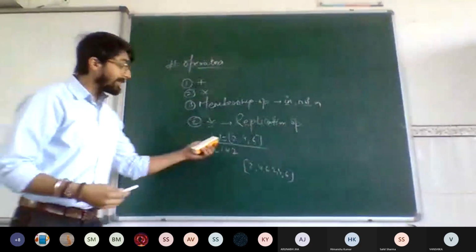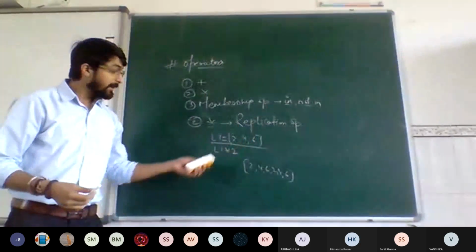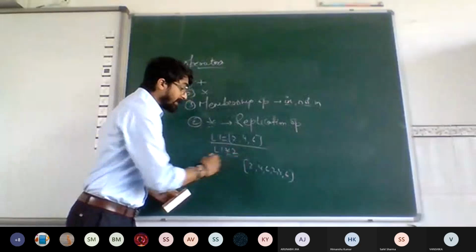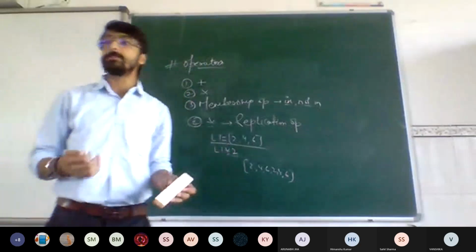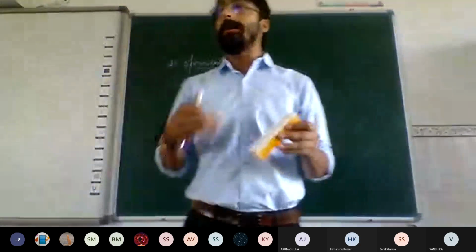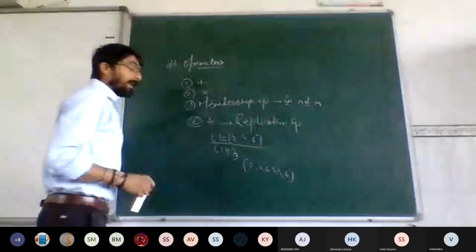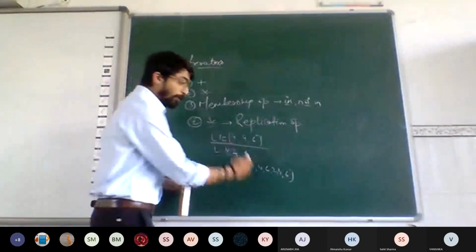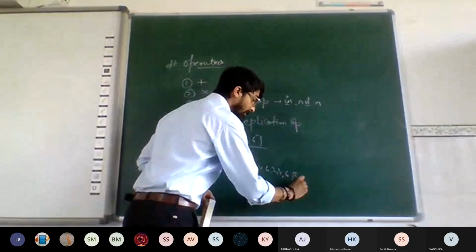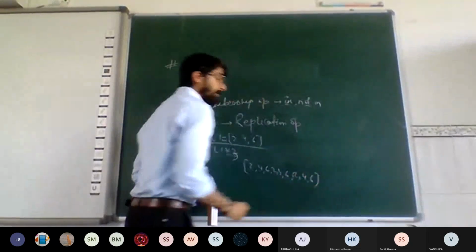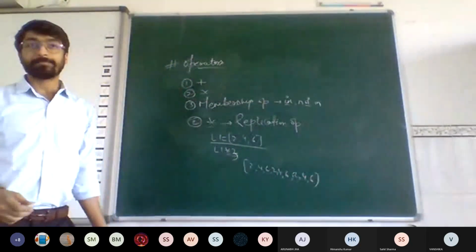So suppose I say that you have a list with some elements, that is 2, 4, 6. If I multiply this list with 2, this is not multiplication, this is basically replication, that you are going to replicate this list 2 times. What if I would have written L1 into 3? The output will be 2, 4, 6, 2, 4, 6, 2, 4, 6. Clear?